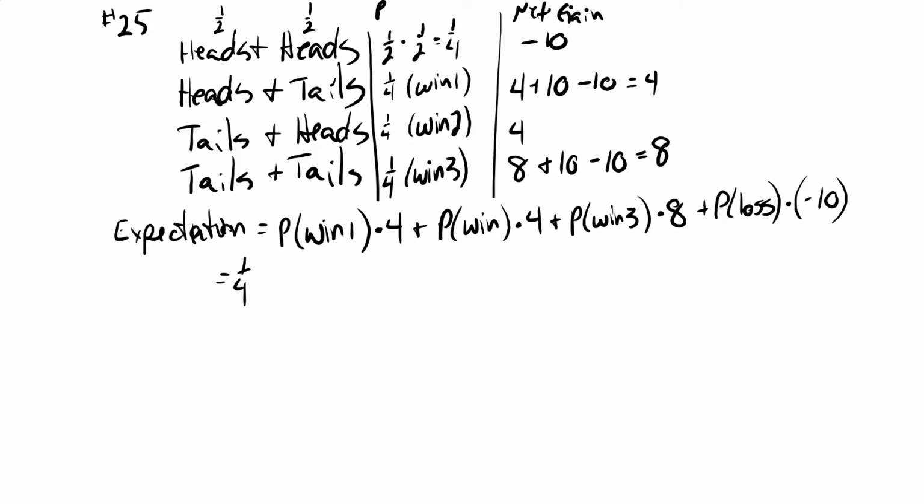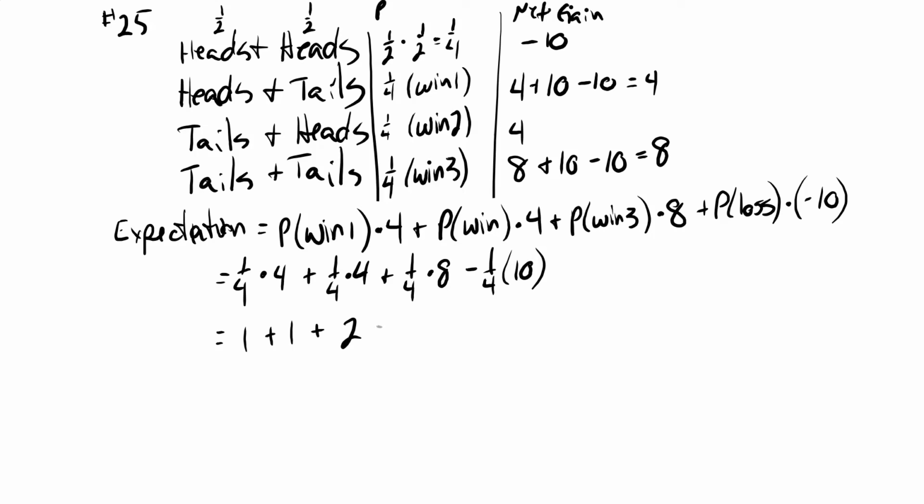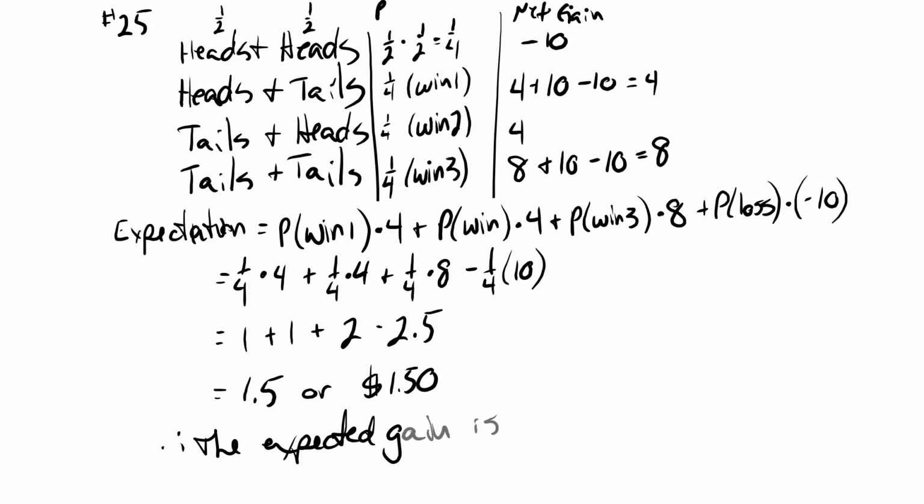So we've got 1/4 times 4 plus 1/4 times 4 plus 1/4 times 8 minus 1/4 times 10. When we multiply that out, we get 1 plus 1 plus 2 minus 2.5, which gives us an expected gain of 1.5, or $1.50. Therefore, the expected gain is $1.50.